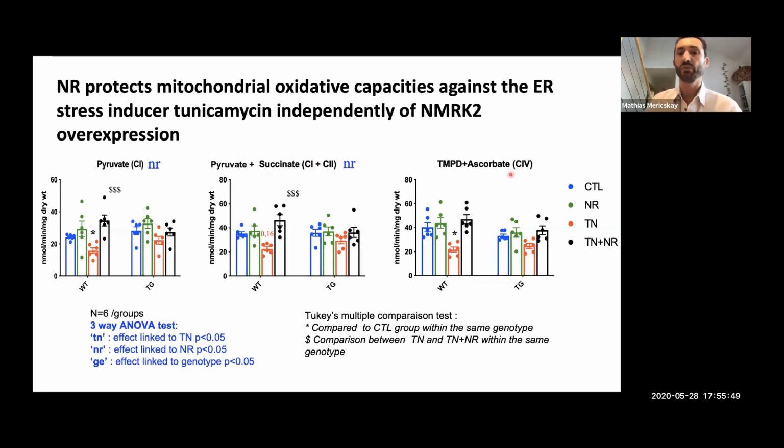And also when you stimulate global maximal respiration, by stimulating the complex 4, you see the decline of the oxidative capacity with tunicamycin. And this was actually nicely preserved by NR treatment in the wild-type context, even in absence of NMRK2, for all the parameters. Again, the NMRK2 transgenic mice, even without NR, seem to be less affected than their wild-type counterpart in presence of tunicamycin. And so in a way, they didn't need so much the NR addition in the diet.